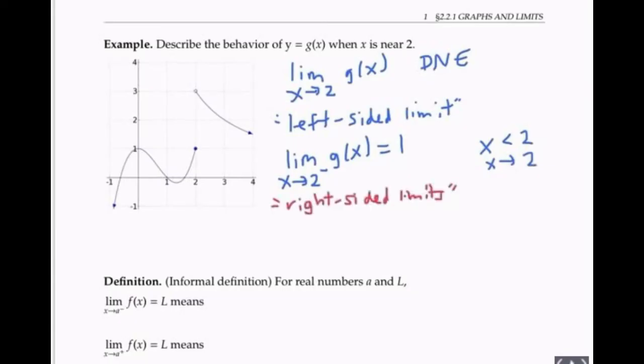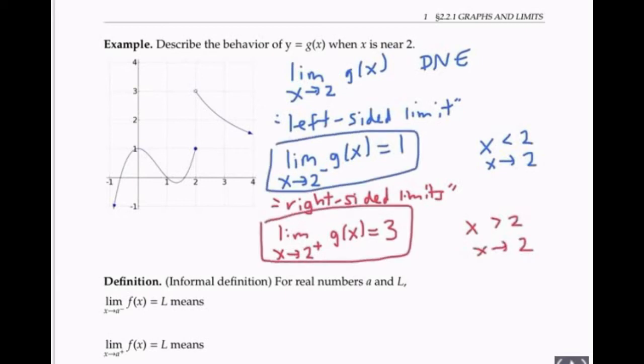Similarly, we can talk about right-sided limits. In this example, the limit as x goes to 2 from the right side of g(x) is 3. And here, the superscript plus sign means that we are approaching 2 from the right side. In other words, our x values are greater than 2 and approaching 2.